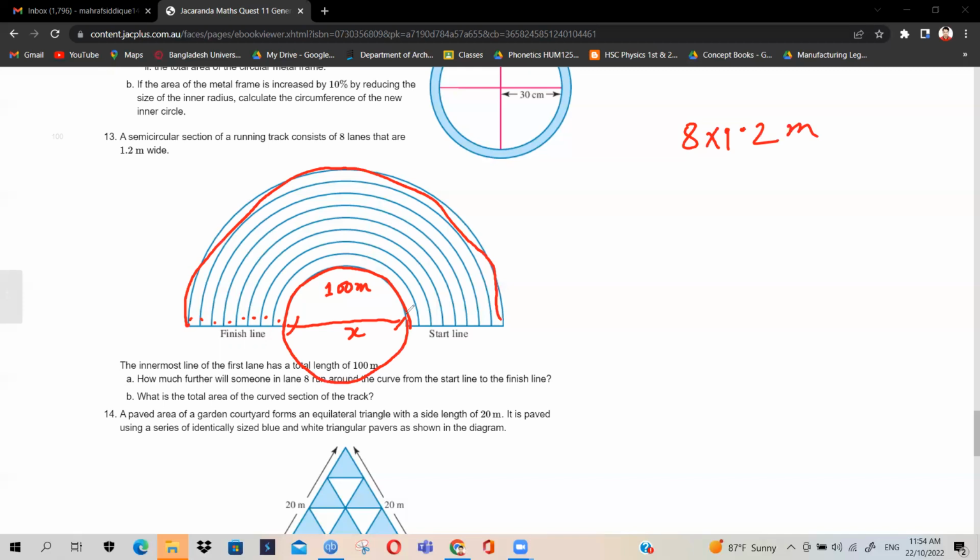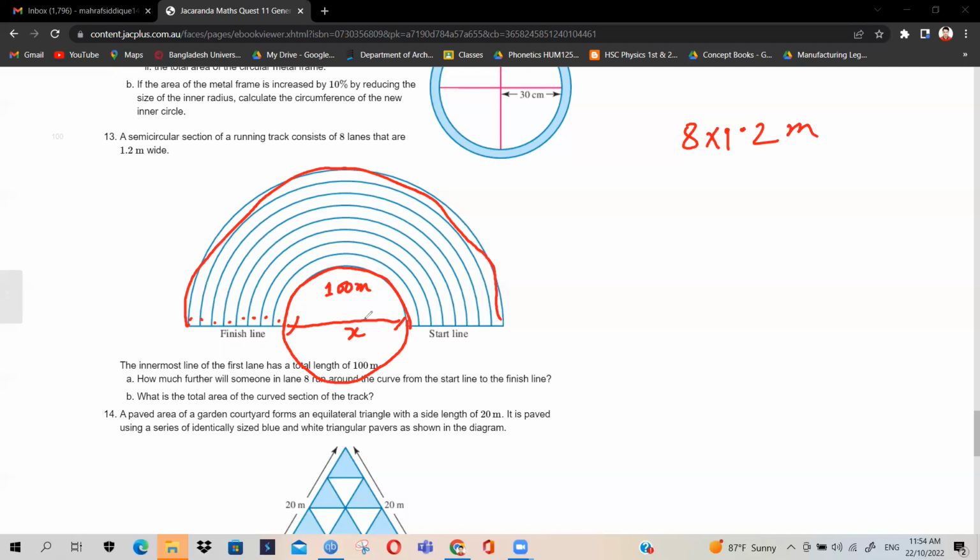Okay, what is the perimeter of this circle? Tell me. Let's see how much you understand. There is no calculation involved. It's just sensing the things. 200 meters. Yes, 200 meters.